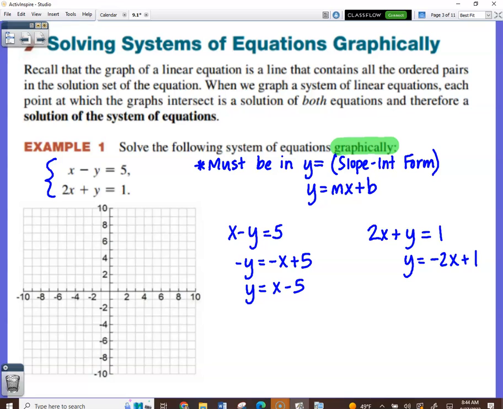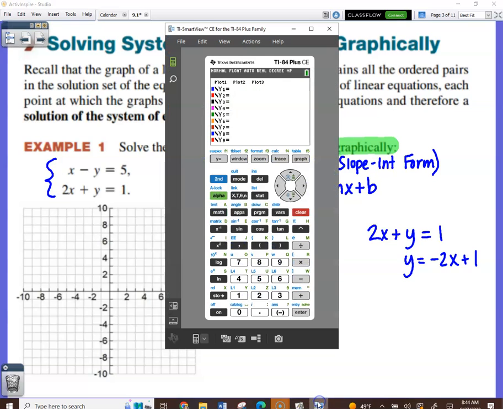Now go to your calculator, go to y equals, and it does not matter which one you enter as y1 or y2. Now remember, when it comes to test day, you need to know how to type this in the calculator. You can't raise your hand and say, I don't remember how to type this in. You've got to know that, so you need to be practicing it, okay? Go to y equals, you type them in.